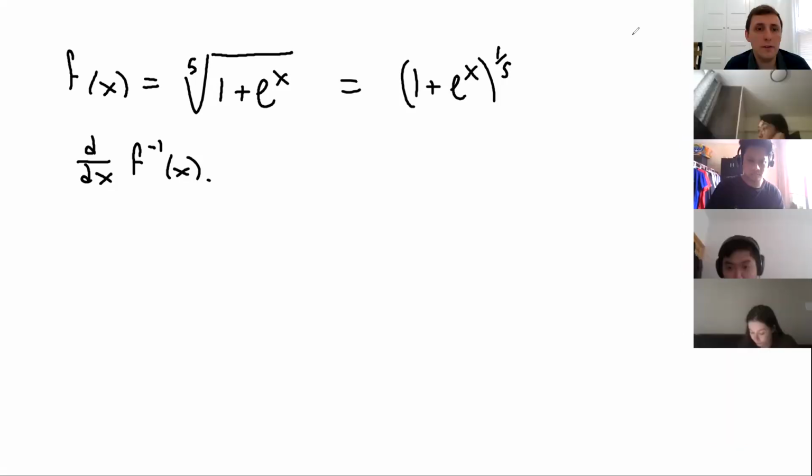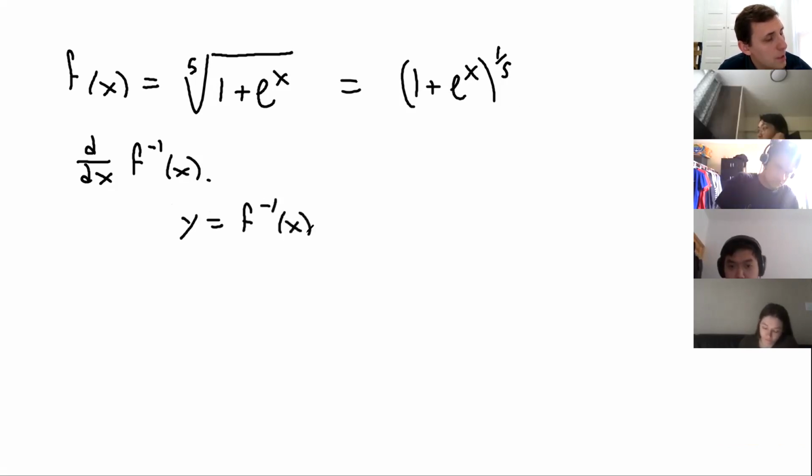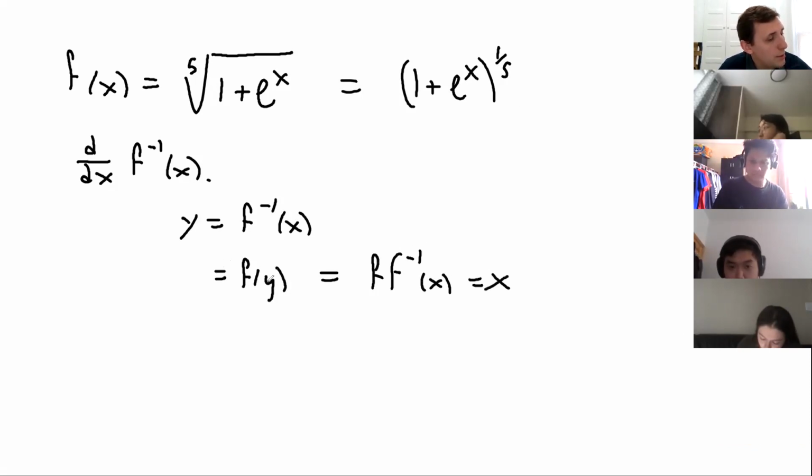Yes. So then very simply, we don't have a formula for this F inverse. So we don't have this formula for the derivative. So we are going to say, okay, y is the inverse map. And then if I apply the function to y, so f of y, on one hand, it will be f of f inverse x, which is x. On the other hand, if I plug y into the expression, it's just 1 plus e to the y to the power of 1/5.